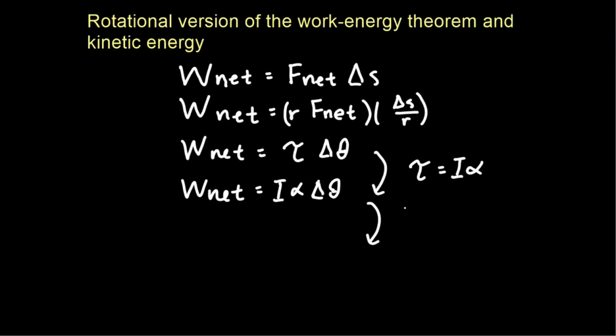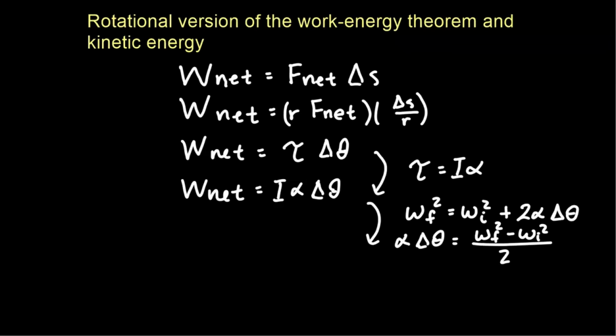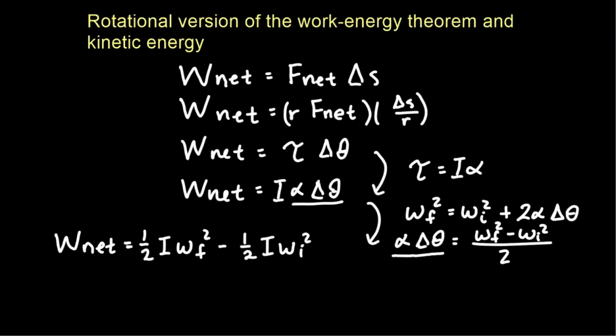Then I'm going to use a kinematic equation for rotation. So I'm going to substitute the angular acceleration times the angular displacement into my equation. And that gives me the net work is equal to 1/2 I omega final squared minus 1/2 I omega initial squared. And this 1/2 I omega squared is what we call the kinetic energy for rotation. So rotational kinetic energy is equal to 1/2 times the moment of inertia times the angular velocity squared.